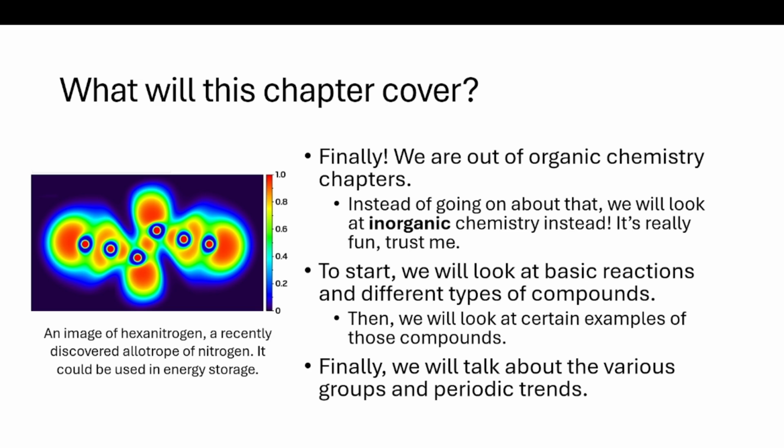So to start off with that, we will look at some basic reactions in different types of compounds. And then we will also look at some specific compounds that engage in such reactions, such as dimerization or polymerization. And finally, we will talk about various groups and periodic trends. To your left right there, that's going to be an image of hexanitrogen. Now, hexanitrogen is simply an allotrope of nitrogen that has 6 nitrogen atoms attached, and it has use in energy storage, as those bonds contain a lot of energy in them.